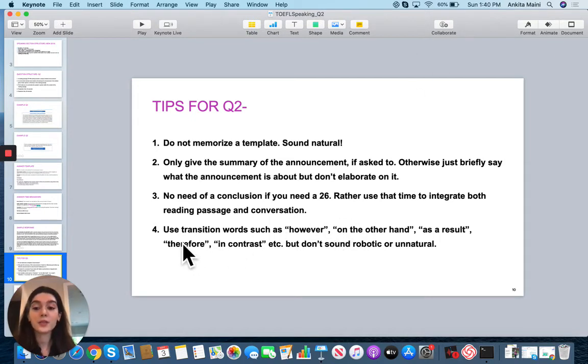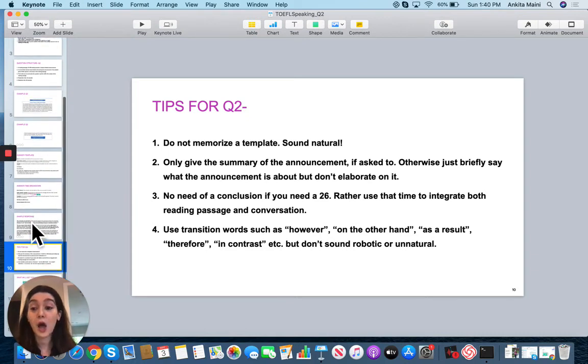Now, the last one talks about using transition words, such as however, on the other hand, as a result, therefore, in contrast. But remember, do not sound robotic or unnatural. So you can use these words when you are explaining the reasons, but just make sure you sound very natural. And I will say one of my students, he uses the word furthermore a lot in his responses, but I'll tell you this, that he does not sound like he has memorized it. It just comes naturally to him.